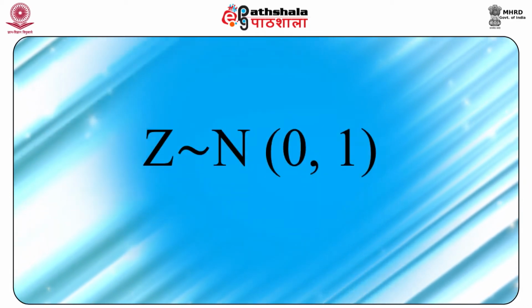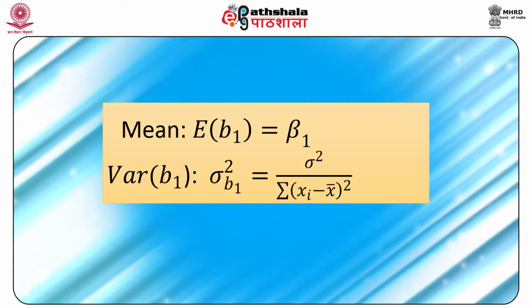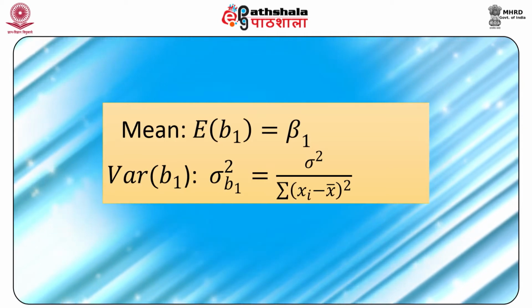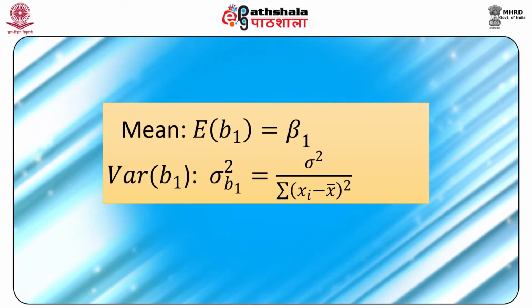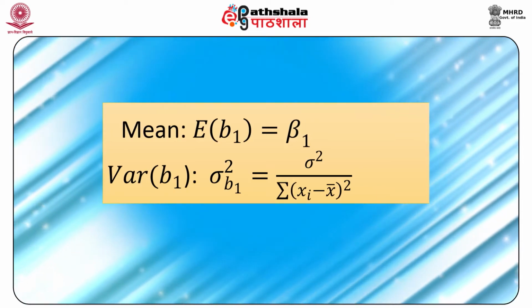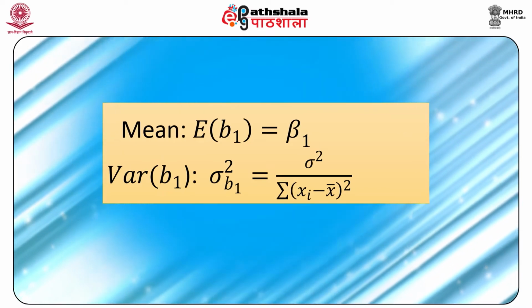Now this implies that the variable z, which is a standard normal variate, can be defined as z equal to B0 minus beta 0 upon sigma B0, and it follows the standard normal distribution with zero mean and unit variance. The OLS estimator B1, being a linear function of mu i, can also be similarly defined as normally distributed with mean, expected value of B1, equal to beta 1 and variance of B1, sigma B1 square, equal to sigma square upon sigma x minus x bar square.